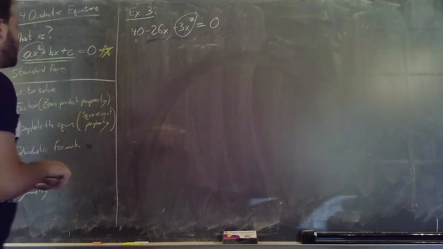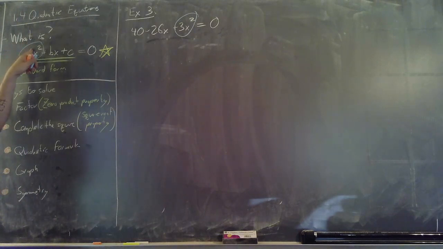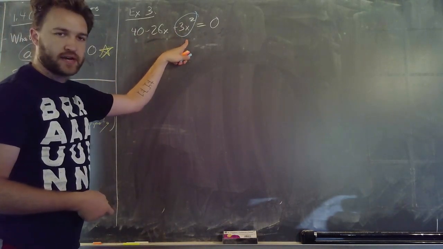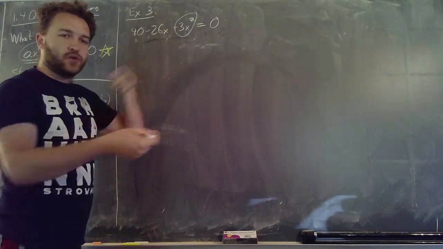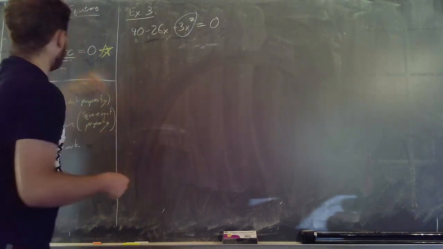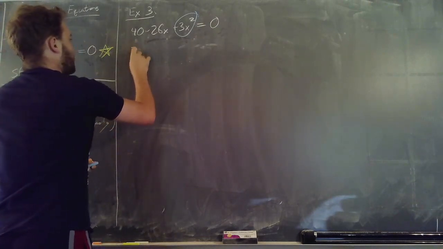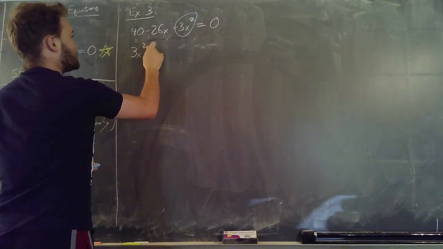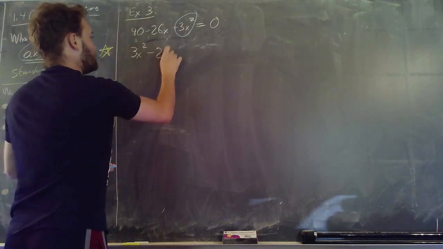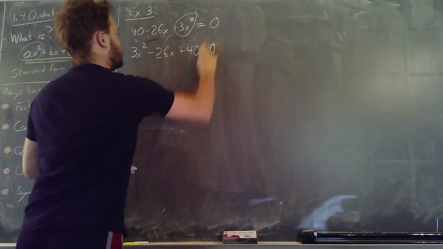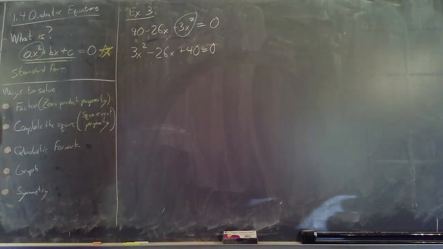Now notice that our standard form is in descending order. This one is backwards. You have the constant first, then an x term, and then a 3x squared term. All I need to do is rearrange these terms to make them look like this, and then I'm good to go. So if I rewrite this thing, I'll have positive 3x squared, negative 26x, and then positive 40 is equal to 0. Notice that that's very easy to do.